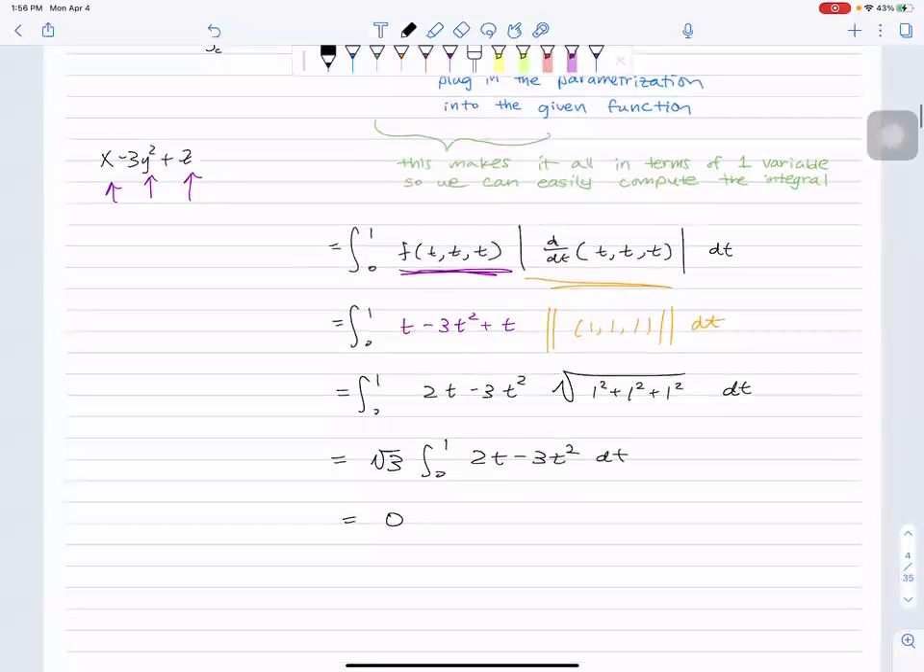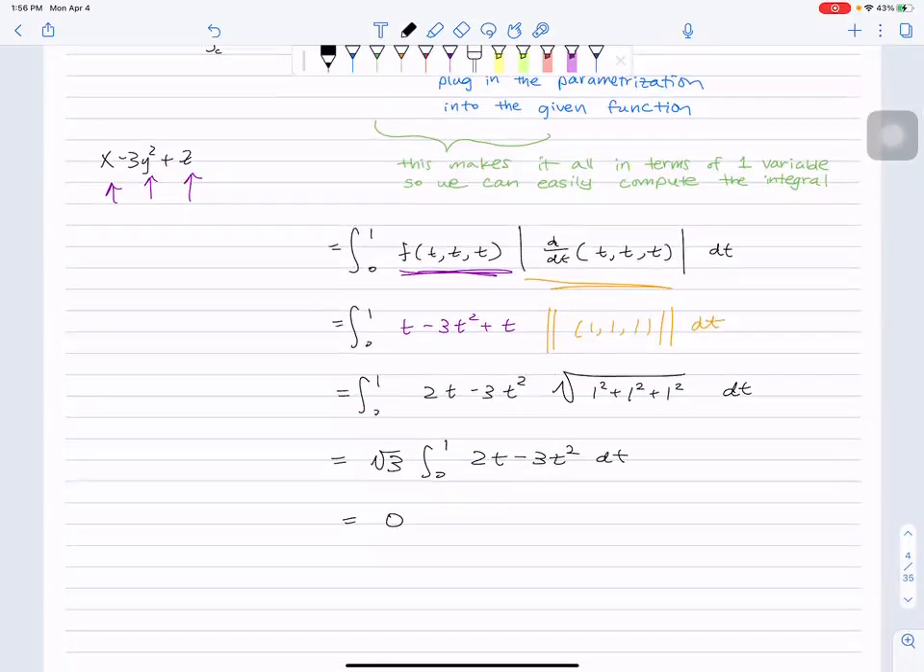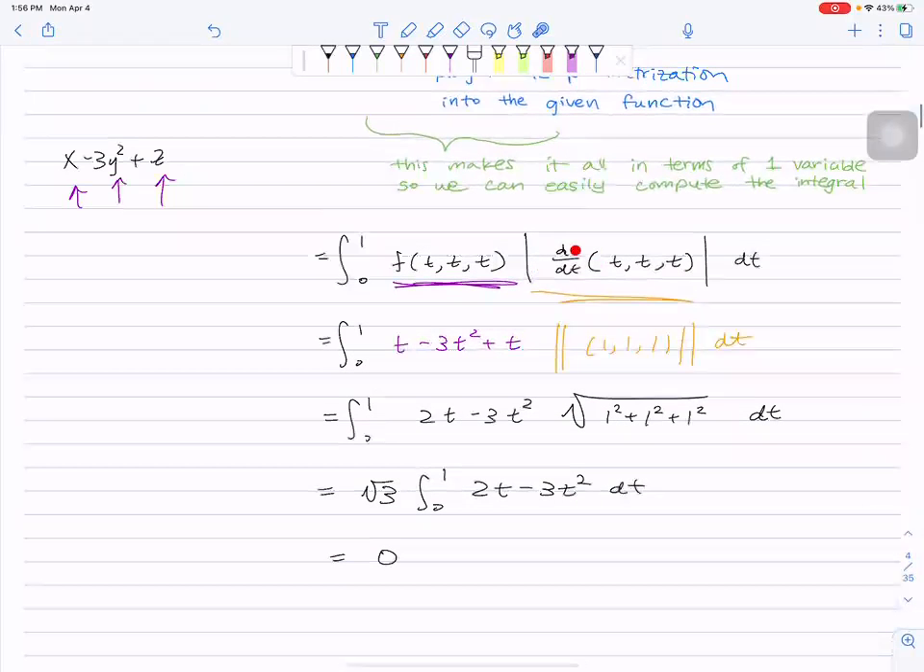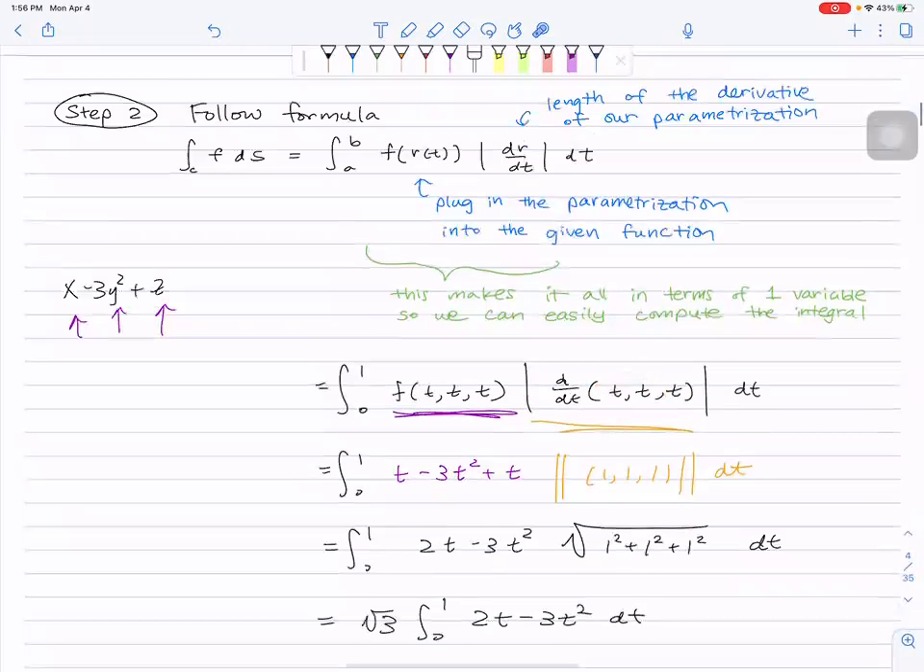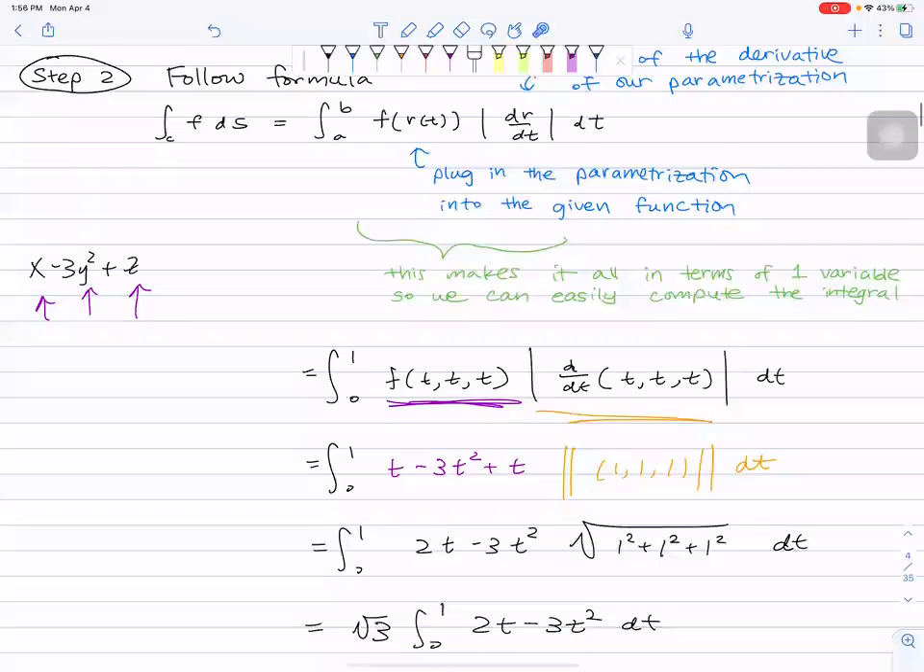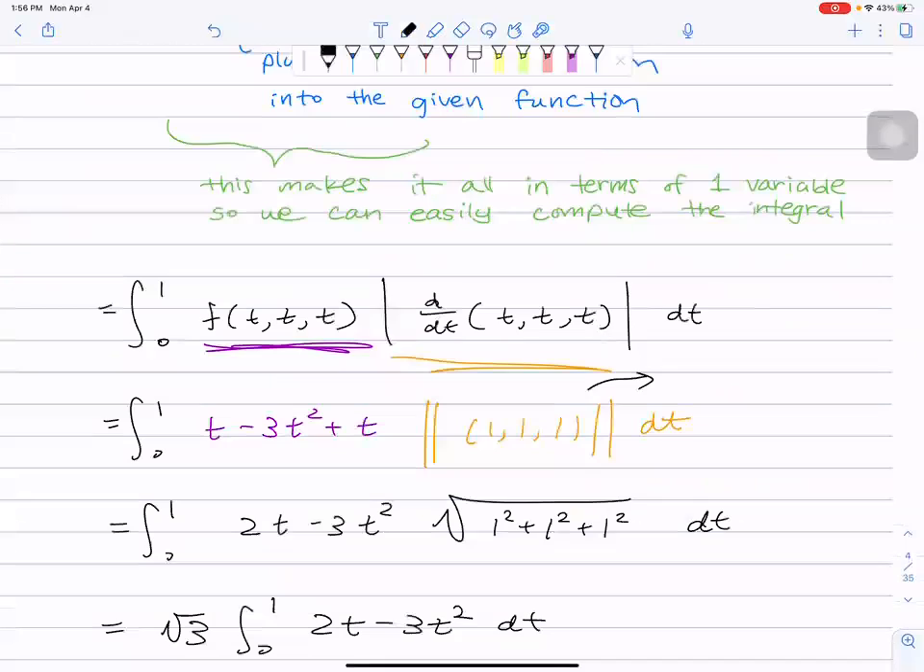I know it probably didn't matter here, but when you say the magnitude of the derivative, I was under the impression that you kind of did the dot product. Would that be wrong? It's not really the dot product. You take the derivative of your parameterization, so that's 1, 1, 1, and the magnitude is what I wrote here. It's not really a dot product.